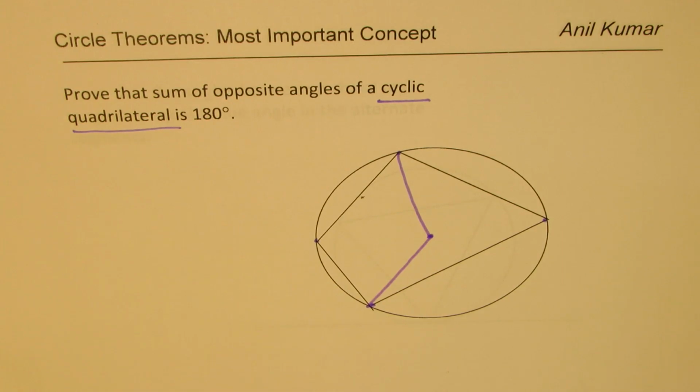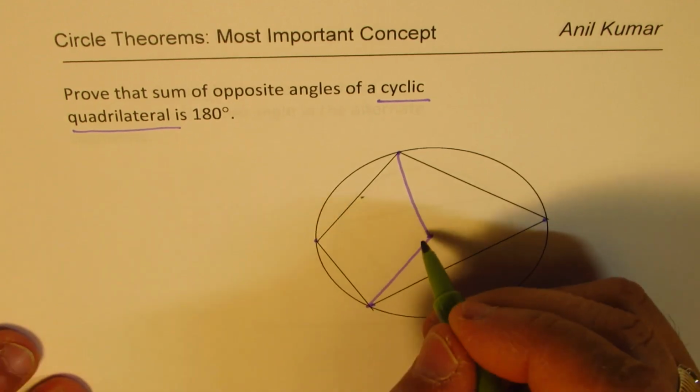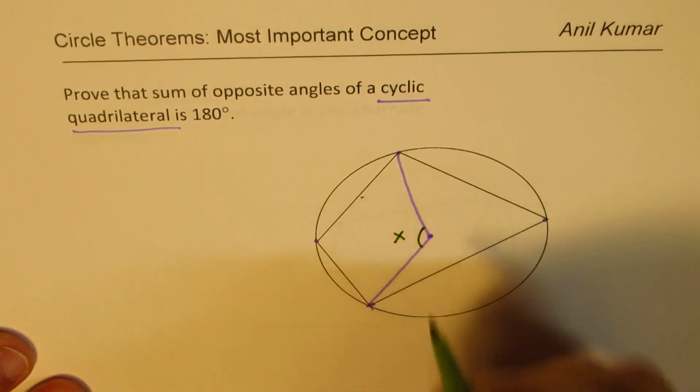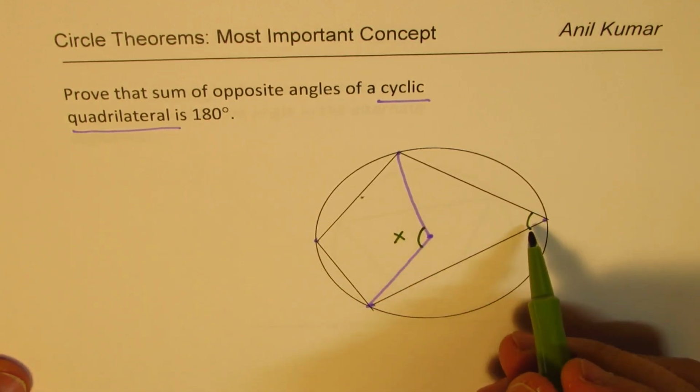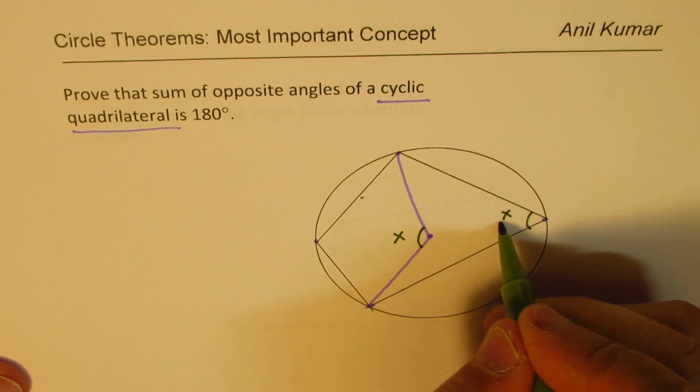Okay, now what do you get? We get two angles here. One is angle x. Now if this is the angle x, what should be that angle? Well, it should be, from our first theorem, x by 2.